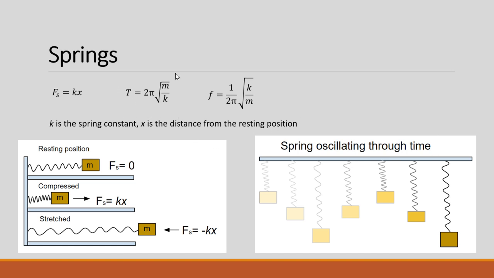For springs, the period is given by 2 pi times the square root of the mass divided by the spring constant. The frequency is still 1 divided by the period, or the inverse of the period. So in this case, the frequency for a spring system is 1 divided by 2 pi multiplied by the square root of the spring constant divided by the mass.